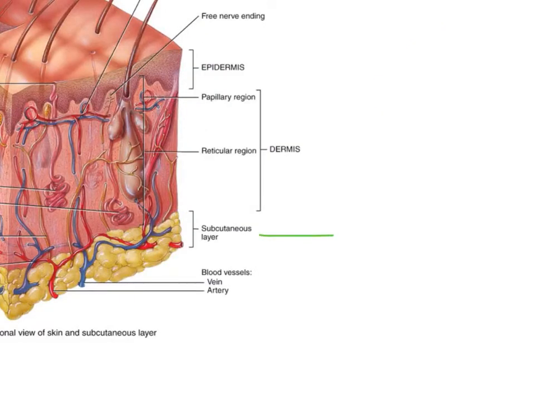We've already discussed the subcutaneous layer, also known as the hypodermis. It's not a layer of the skin. It has adipose tissue within it for insulation, and it also connects skin to the underlying tissue.